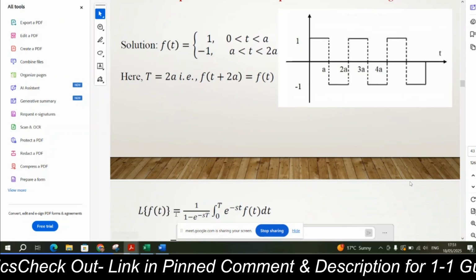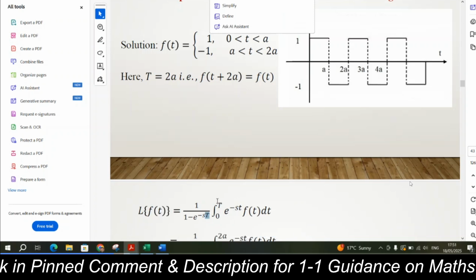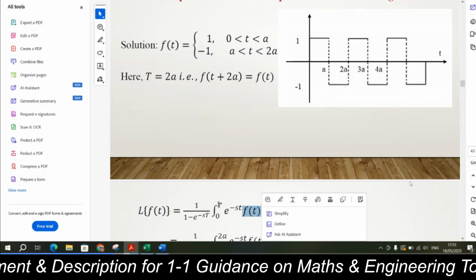Now since we know that it's a periodic function with a period of 2a, we can apply the Laplace transform for a periodic function. So how does it become? Over here, T becomes 2a, and this T also becomes 2a, and then f of t.